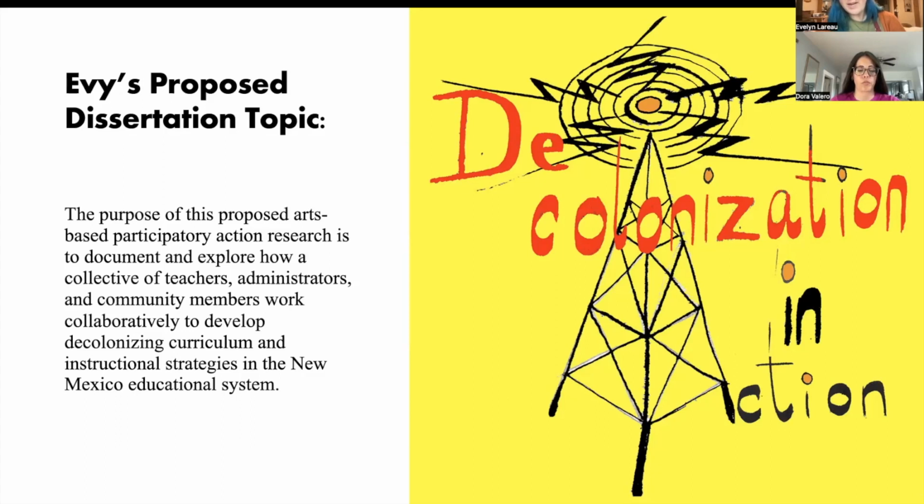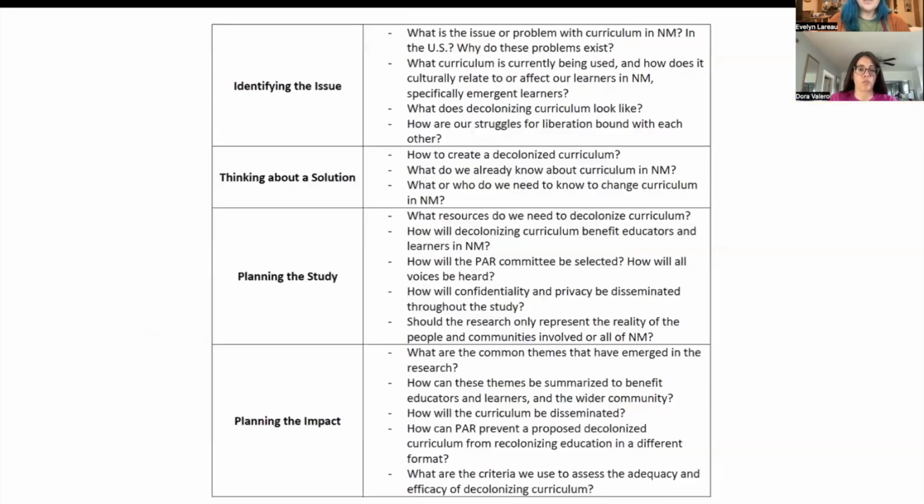And of course, mine's already evolved from this, but this is where we're going to take this particular conversation right now. So when you come up with your topic and you realize that you want to do participatory action research, you create an outline addressing certain issues so that you could appropriately and ethically go about creating your committee. These topics are identifying the issue, thinking about a solution, planning the study, and then planning the impact.